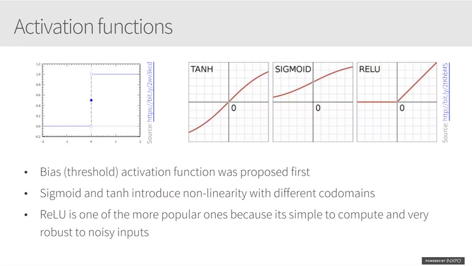But the problem is that for both of these, as you got to the extremes, whether the value was low or the value was high, basically it would start saturating, so that became slightly problematic. And so then the concept is ReLU. ReLU is one of the more popular ones because it's simple to compute and very robust to noisy inputs. Okay, so that's the reason why right now, as of today, you will see ReLU as one of your more popular activation functions.